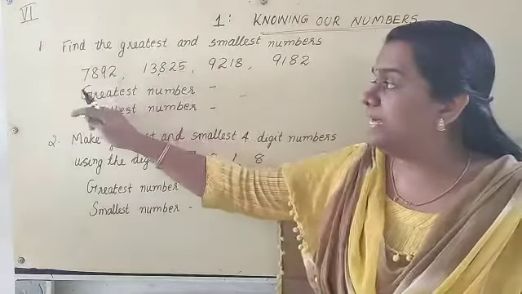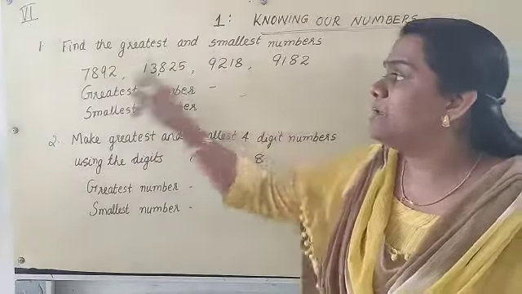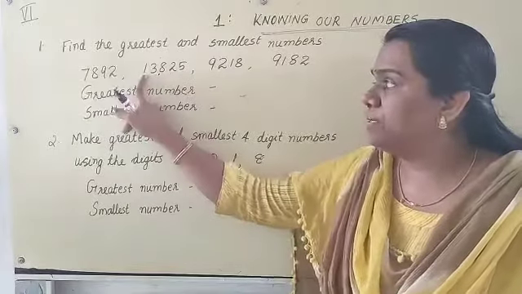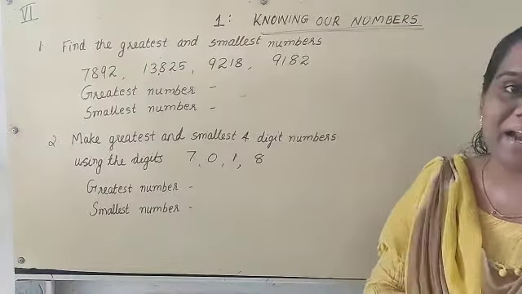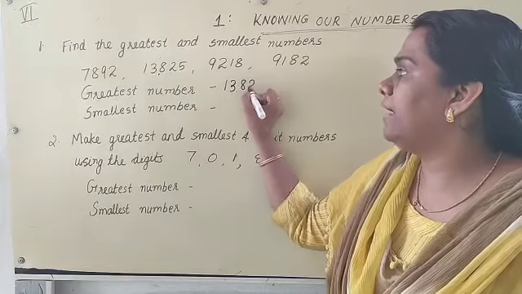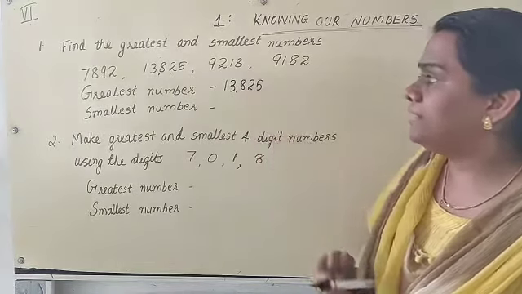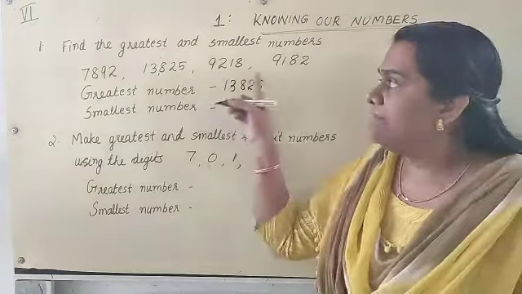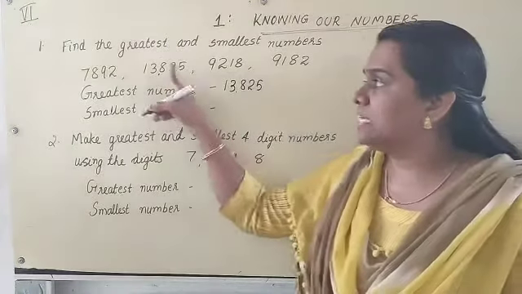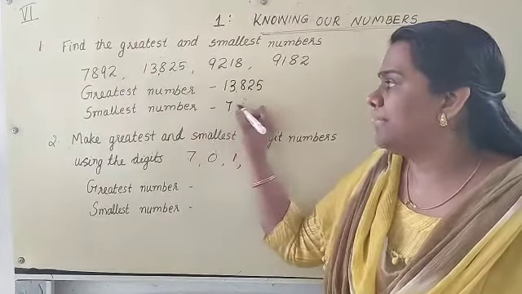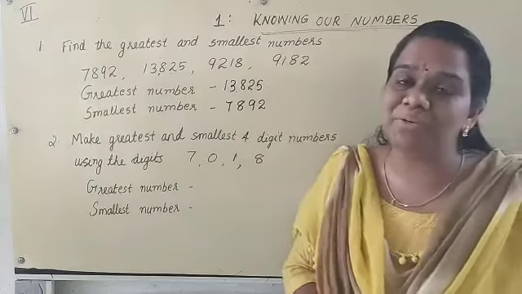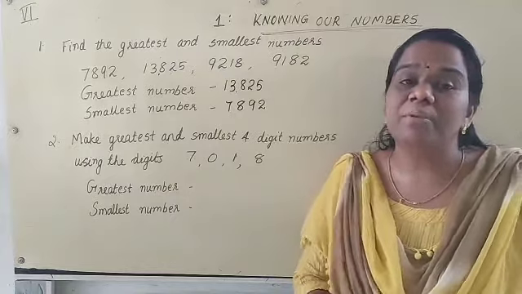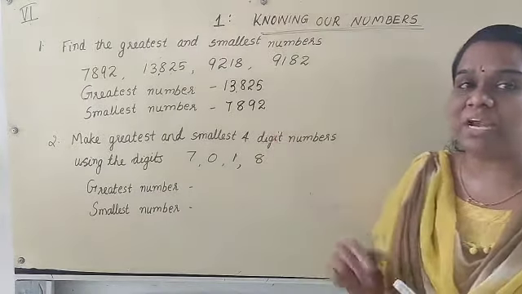It is very clear. All these numbers have 4 digits, and we have a 5-digit number, that is 13,825. Definitely the largest number is 13,825. And which is the smallest number? The smallest number is 7,892. We know how to compare numbers. From KG classes onwards, we have been studying this.